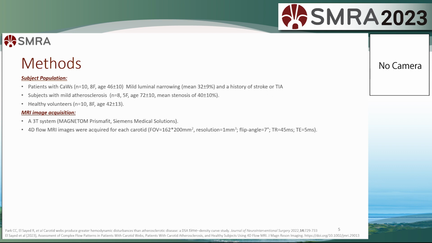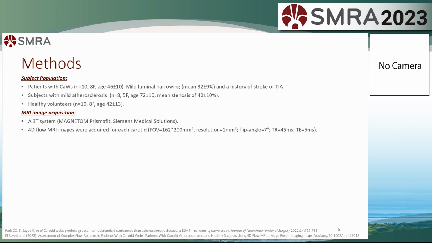For my methods, we recruited 10 subjects with carotid web, mostly female, with mild luminal narrowing, and all of our subjects are symptomatic, so they have had a stroke or a TIA. And we recruited 8 subjects with mild atherosclerosis. Recruiting mild atherosclerosis is really hard because you need just the right percentage, and most atherosclerosis at like 30 or 50% is not symptomatic.